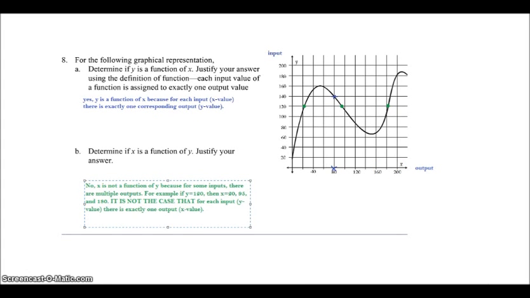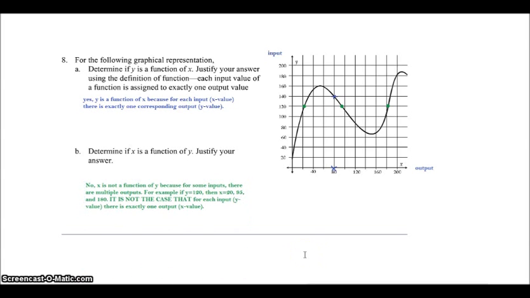So no, x is not a function of y, because for some inputs, there are multiple outputs. For example, if y equals 120, then x equals 20, 95, and 180. It is not the case that for each input y value, there is exactly one output x value. I hope you can see that so far in this lesson, everything that we needed to solve the task was just based on that definition. A function has to have, for each input, exactly one corresponding output.